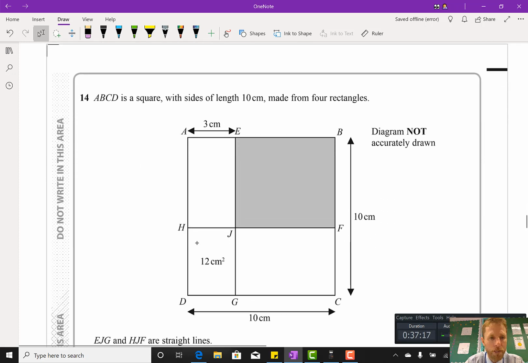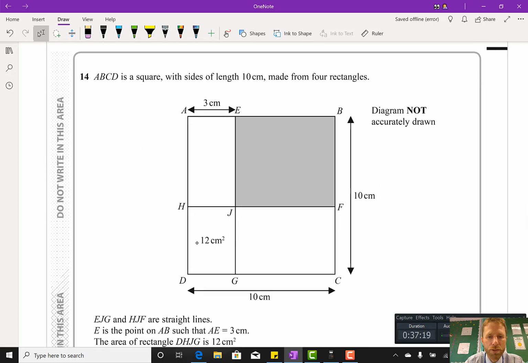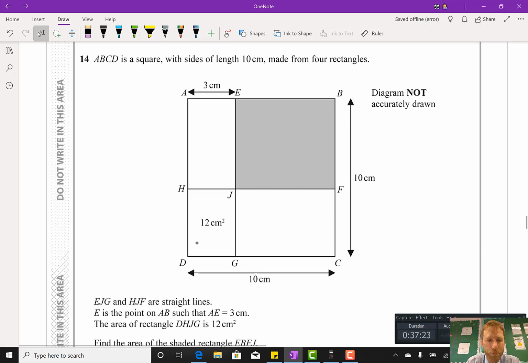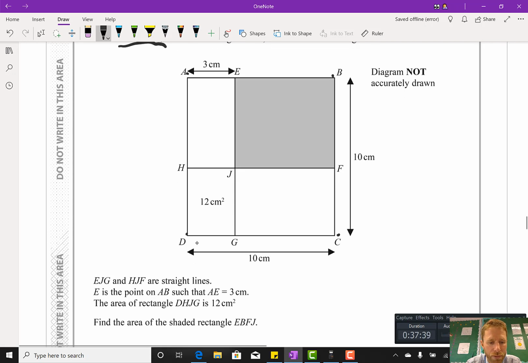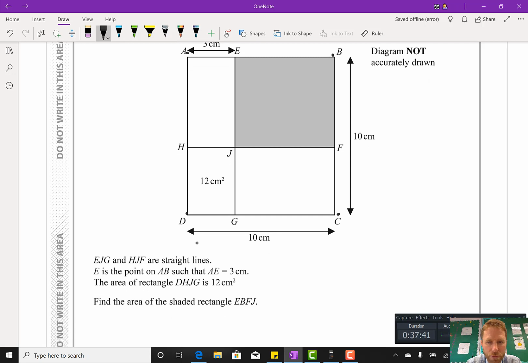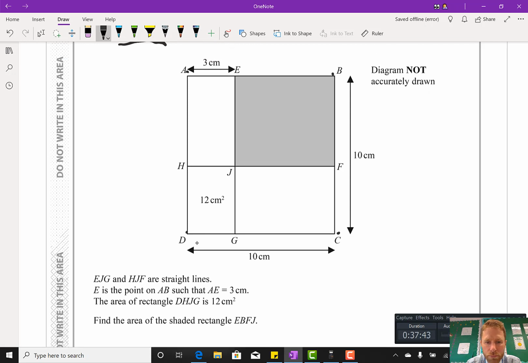ABCD is a square with sides of length 10 centimeters made from 4 rectangles. ABCD is a square, and they're all 10, so I know they're all the same because it's a square, so that is an important piece of information. Made from 4 rectangles, that all look different sizes. EJG and HJF are straight lines. EJG, yep, that's a straight line.